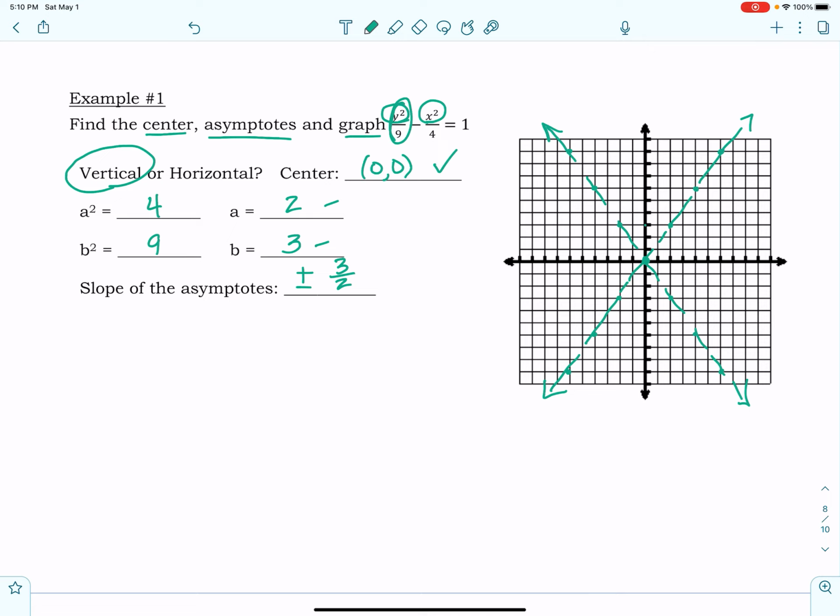So if you'll notice this, since we've got a vertical hyperbola, that means from the center we're going to measure up 3. Put my vertex right there. And I'm going to measure down 3. And I've got a vertex right there. And that's all there is to that. It's easy peasy, lemon squeezy.